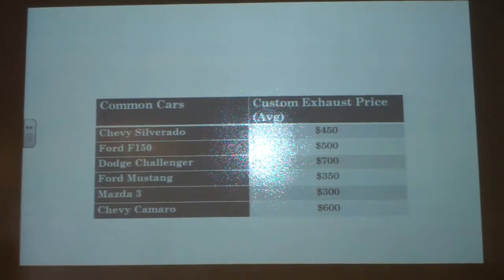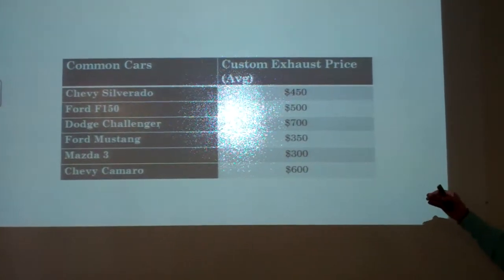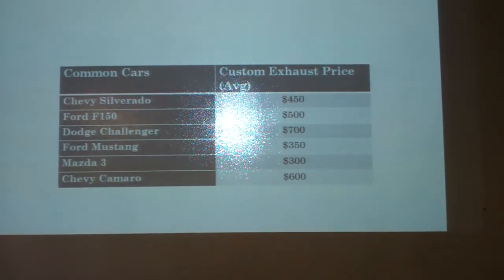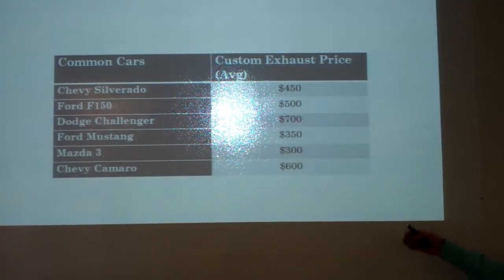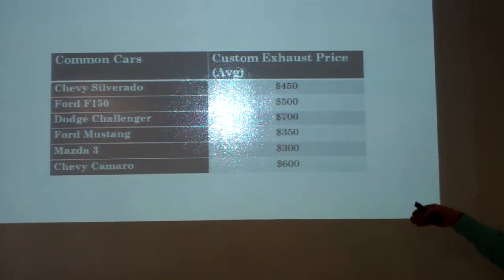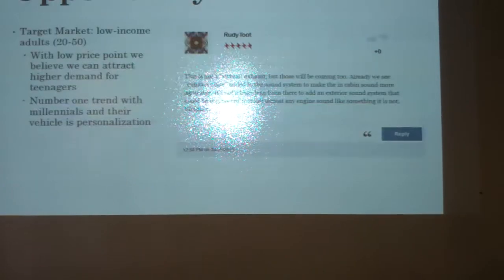So here we have a list of kind of common cars that people drive, and then we used Car ID to find the average exhaust prices if you want to get a custom exhaust for those cars. As you can see, it ranges from around $300 up to $600, $700 for these common cars.